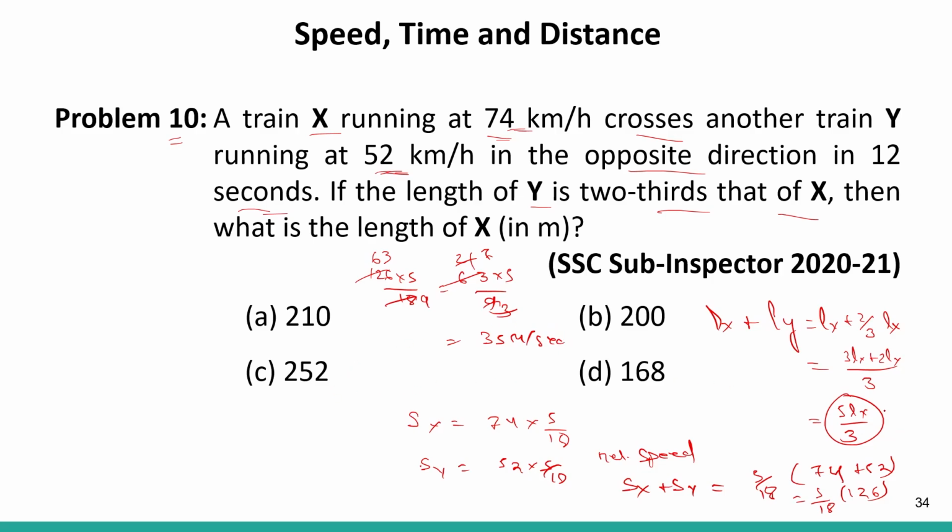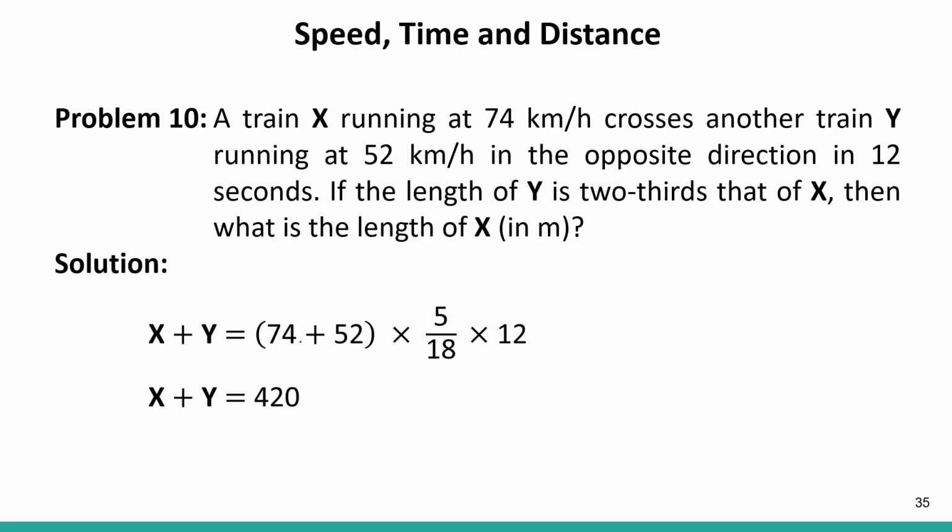So they need to cover this much distance in how many seconds? In 12 seconds. So 35 into 12 is equal to 5Lx by 3. This implies that Lx is equal to 35 into 12 into 3 by 5, so Lx is 7 into 12 into 3. So this will be the correct answer.